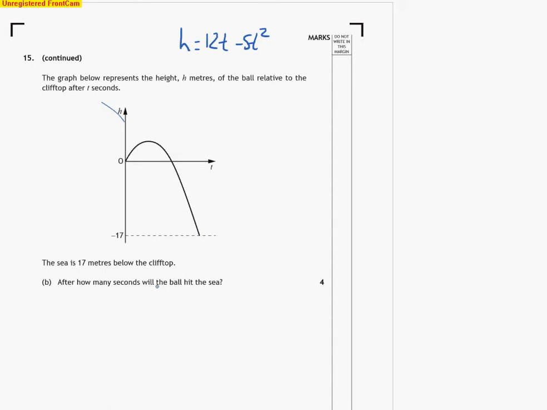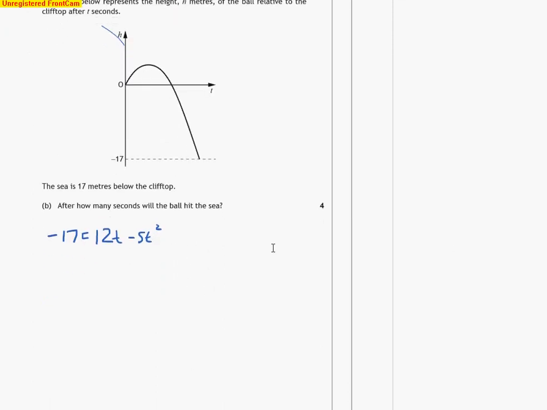So we know our expression. This time we actually know what h is, but we don't know what t is. So first of all we can rewrite our expression. We can say, well, when h is minus 17, it's going to be 12t minus 5t squared. So right away, we're cooking with gas, we've started. Now let's try and tidy that up into something a bit more mathematical.